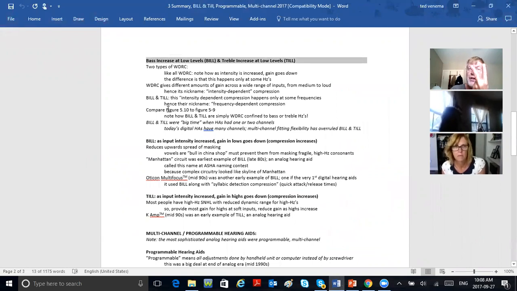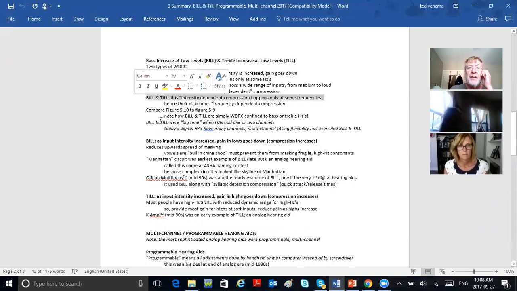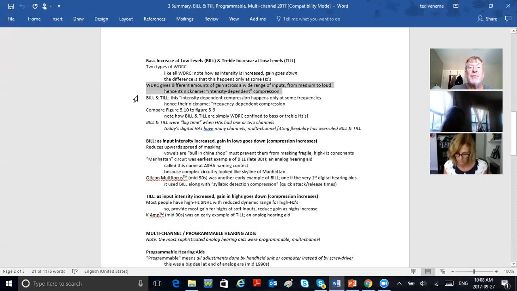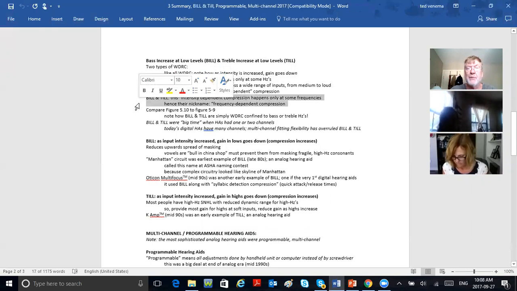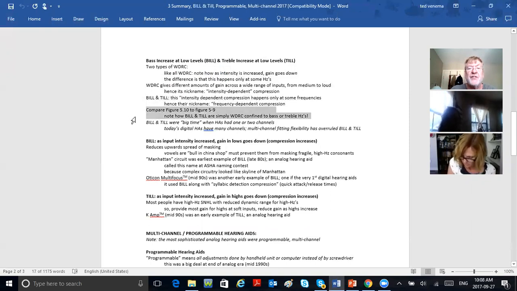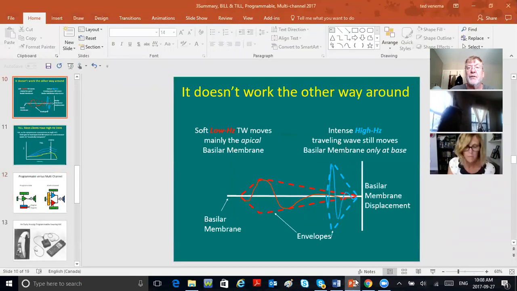Two types of WDRC. Like all WDRC, note how as intensity is increased, the gain goes down. The difference is that this only happens at some frequencies. Bill, it happens at the lows. Till, the compression happens at the highs. Okay? Some people called these intensity-dependent compression, that was WDRC. Some people called Bill and Till frequency-dependent compression. These are nicknames.